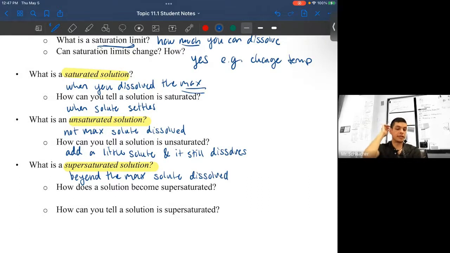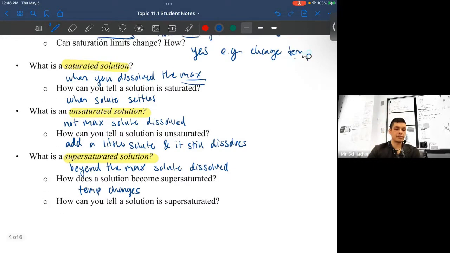So how does the solution become supersaturated? Normally you can use temperature changes. For example, I could saturate it at a higher temperature and then cool it down to a lower temperature, and now it's supersaturated. That's the normal way to get a supersaturated solution.